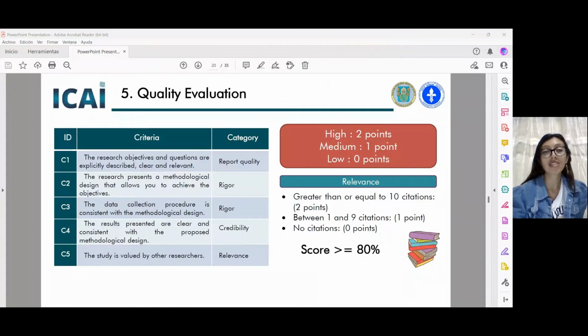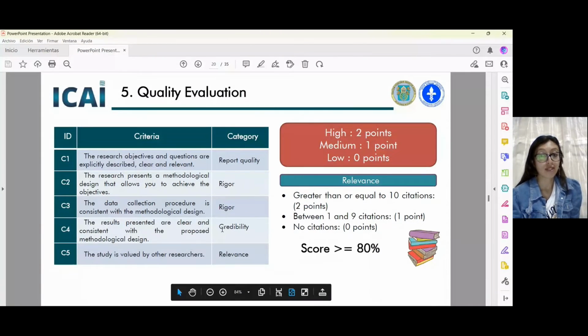The number of citations was taken as follows: greater than or equal to 10 citations, high, 2 points; between 1 and 9 citations, medium, 1 point; and no citations, low, 0 points. The papers with a score equal to or greater than 80% of the total possible points were finally chosen.